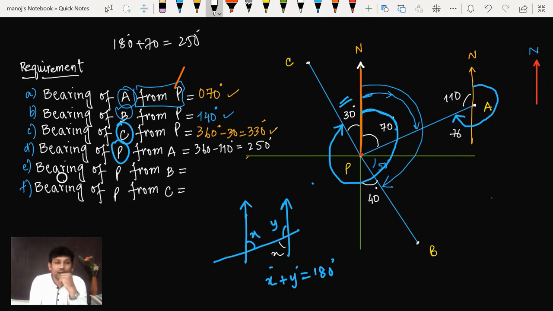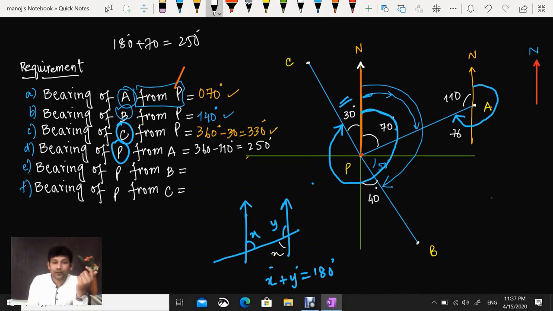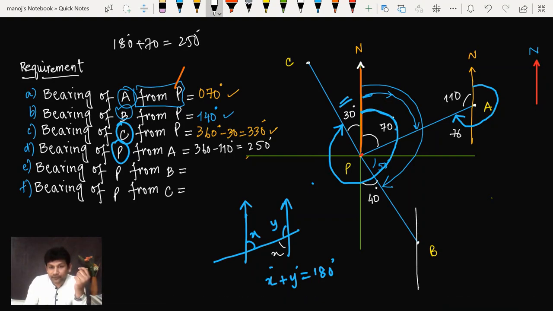Okay, moving to part B. Bearing of P from B. From B, so it means B should have north. Okay. North is drawn.